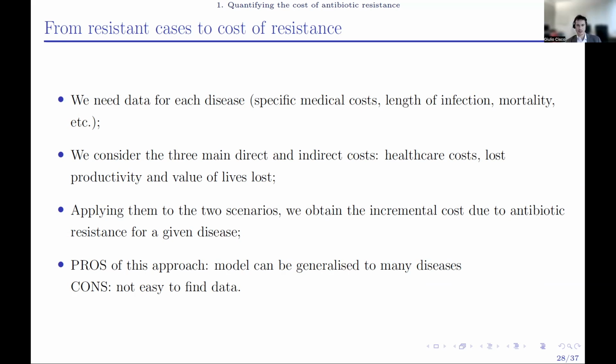So applying the costs to both scenarios, one in which we have more resistance and one in which we have less resistance, we can have these incremental costs. And basically, this incremental cost is the burden of resistance. So it's the cost of resistance. What is nice about this approach is that we can apply the same model to many different diseases, changing, of course, the specific parameters. But on the other hand, we have this problem in finding all the data.